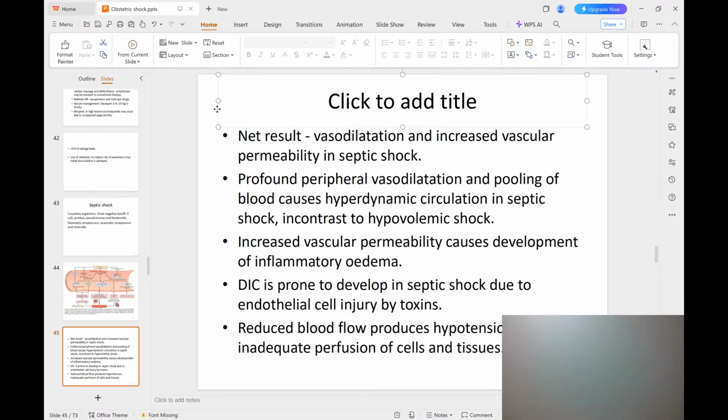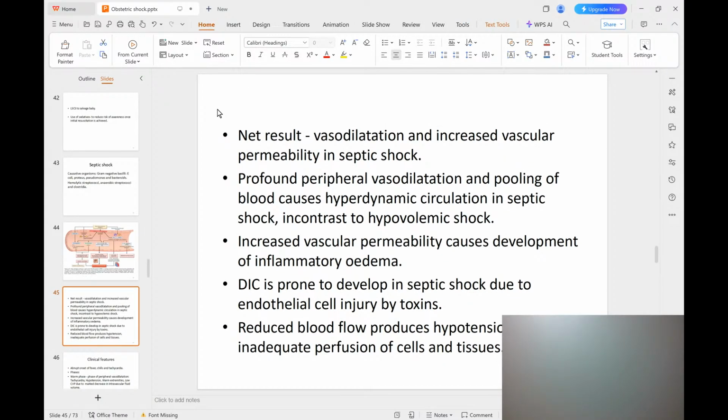So the net result will be vasodilation and increased vascular permeability, and there will be profound vasodilation and pooling of the blood, which will cause hyperdynamic circulation, and also increased vascular permeability, which will cause inflammatory edema, DIC, microvascular thrombosis, and endothelial cell injuries, there will be reduced blood flow, hypotension, and finally shock.